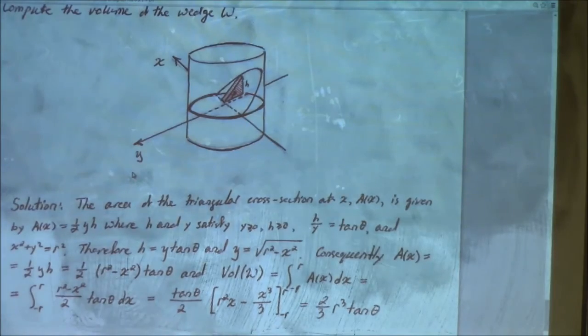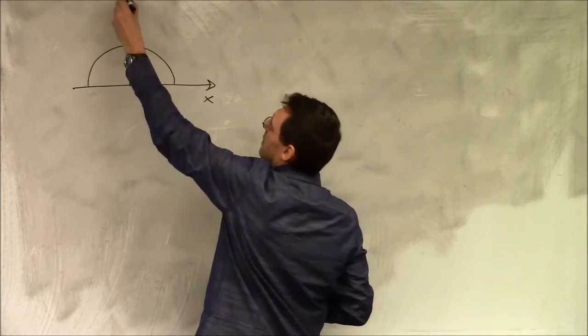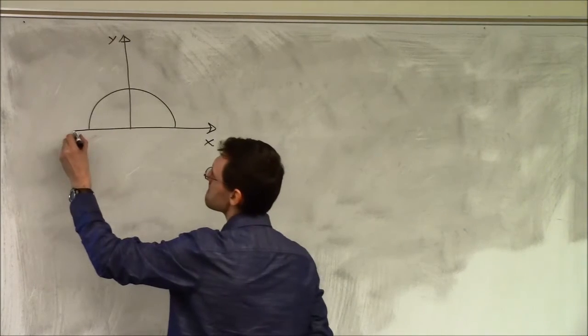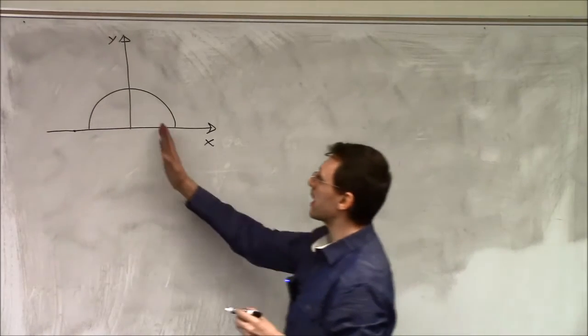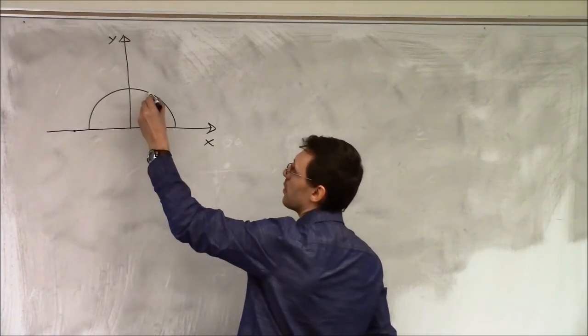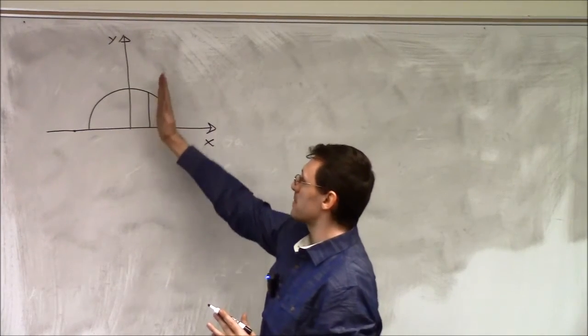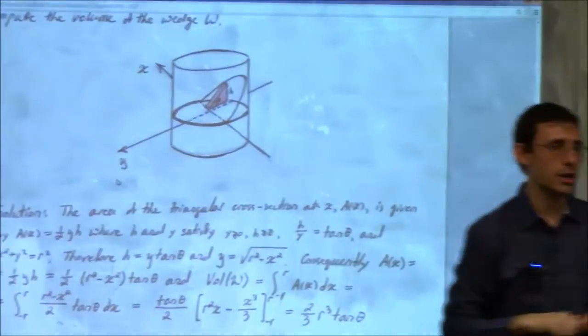OK, so the x-axis goes like this, right? So that's x. And here we have the upper part of the circle. Somewhere here is y. So if I'm going to cut this wedge by planes coming from the xy plane, and the plane is basically parallel to the y-axis, the shape I'm going to get is always a triangle. Do you see that? It's always going to be a triangle. So the cross-sectional areas are really areas of triangles, of right triangles, in fact.